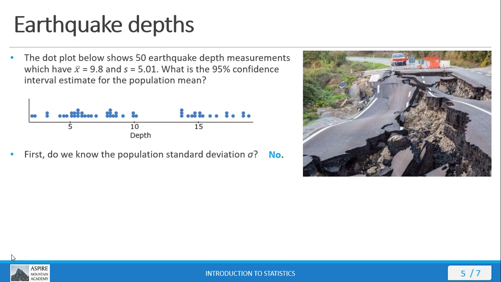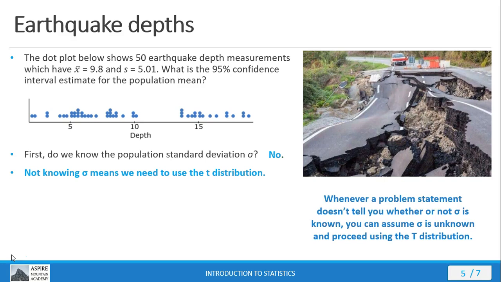Therefore, we're going to use a student t-distribution. We're going to use this distribution to calculate our critical value. If the problem statement doesn't tell you anything about whether or not the population standard deviation is known, just assume it's unknown and proceed using your t-distribution.